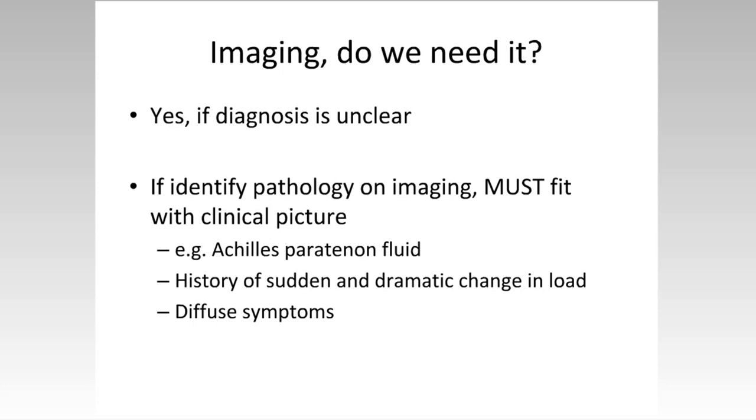So, for example, you've got an Achilles paratendon fluid, history of sudden and dramatic change in load, diffuse symptoms that are not fitting in with an Achilles tendon. We see pathology all the time that doesn't fit in with the clinical picture, and then we ignore it. So, for example, I recently had someone with a paratendon problem who had symptoms of paratendon that was localized to one side of his Achilles, and that's what we saw on imaging. So, pretty good evidence, given also his load history, that he's got a paratendon problem.